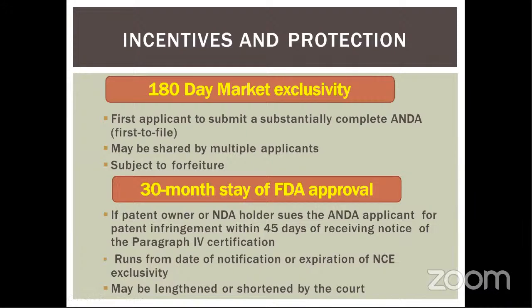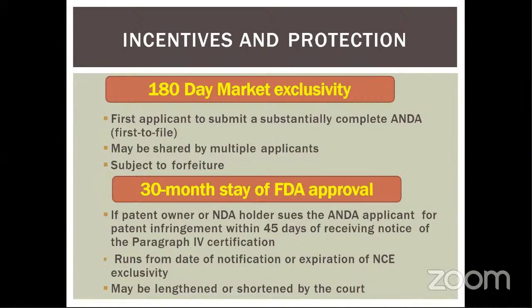Then, what are the various incentives and protections under this law? The first one is 180 days market exclusivity. It is very important. It goes to the first applicant to submit a substantially complete ANDA, the first to file, and it may be shared by multiple applicants. And it is subject to forfeiture.